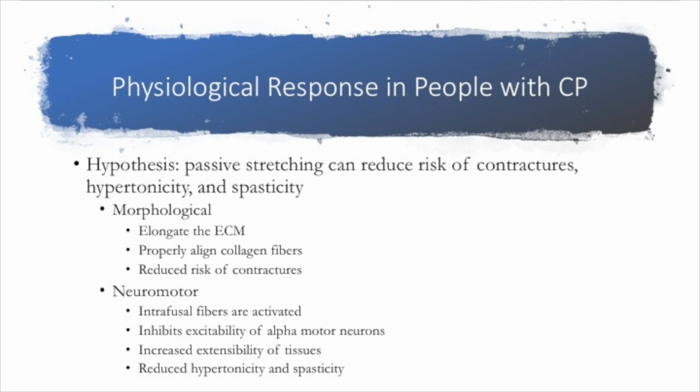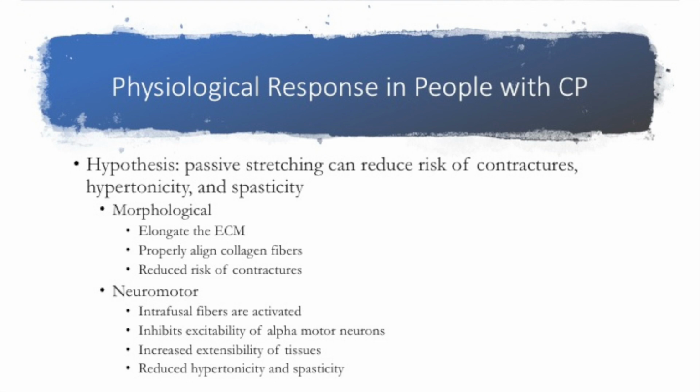It is hypothesized that passive stretching is an effective intervention to reduce the risk of contractures, hypertonicity, and spasticity in people with cerebral palsy. However, there is a lack of research surrounding this hypothesis. It is thought that the muscle will have both morphological and neuromotor responses to the stretch. The morphological responses include an elongated extracellular matrix due to the concept of creep. Collagen fibers are thought to align properly along the line of pull due to the mechanical stress. Overall, this should reduce the risk of contractures with these two concepts combined.